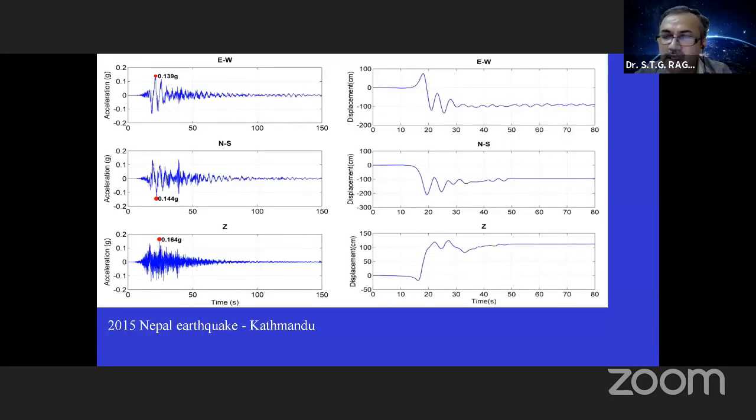Now, these types of things have not only been observed in Taiwan, we have observed them in Kathmandu, in the 2015 Nepal earthquake. At Kathmandu, these are the three accelerations. There was an instrument maintained by US people. If you double integrate this acceleration, you will get the displacement. You can see all the displacements don't go back to zero. You can see a residual displacement of around 100 to 200 centimeters in the north, 100 centimeters in the horizontal, and also in the vertical direction.